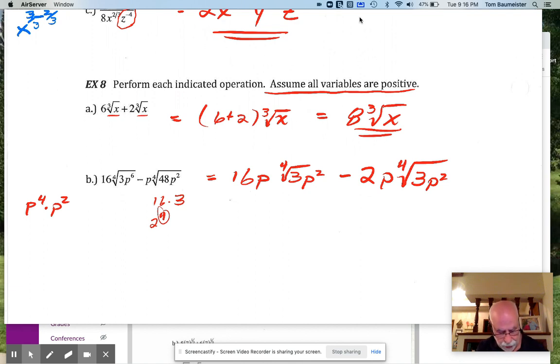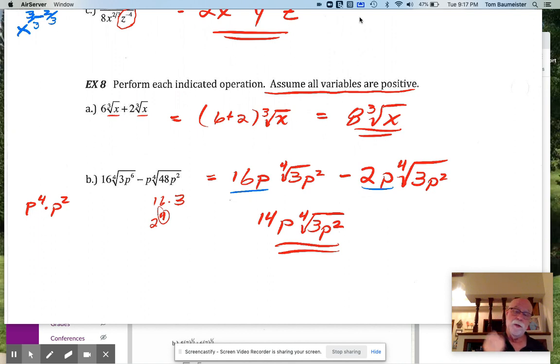Let's see. I have 16p minus 2p. So you have 16 p's. I take 2 of them away. How many do you have left? Well, I have 14p. You are right. So I'm going to say 14p. And again, I have the fourth root of 3p squared. And that's my one there. All right, so a little more involved this time, but still doable, ladies and gentlemen. You will get good at these, trust me.